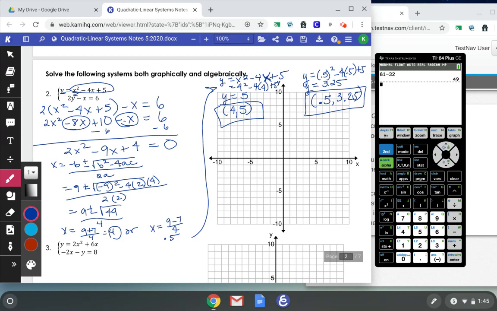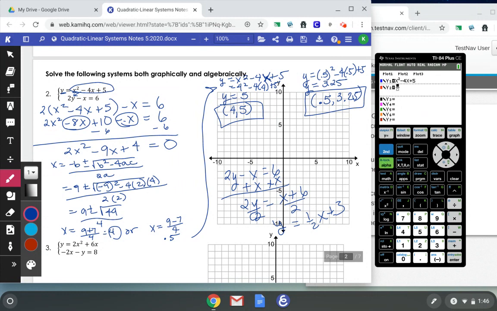Also a good way to check, because we solved this algebraically, you could put these equations into your calculator and make sure that you get the same intersection point. So I'm going to say x squared minus 4x plus 5. And then the second equation, I have to get, let's see, we have 2y minus x equals 6. I have to get y by itself. So I'm going to add x to both sides. 2y equals x plus 6, divided by 2. So y equals 1/2 x plus 3.